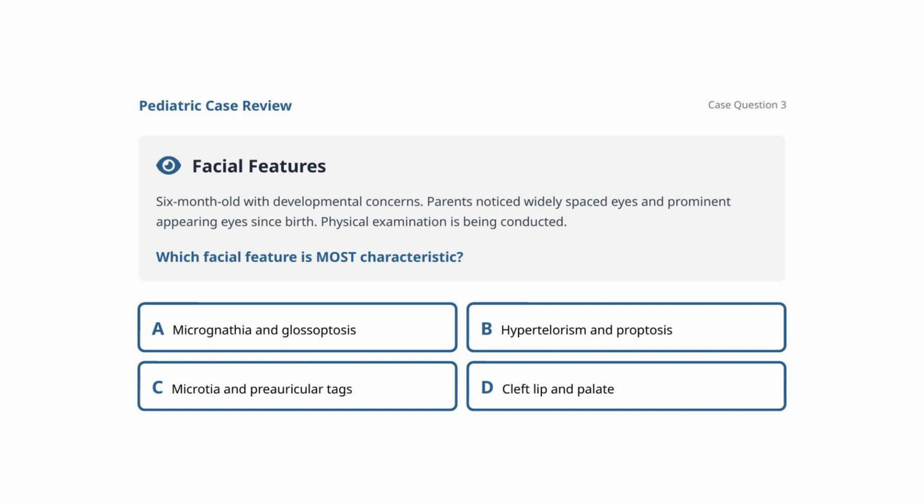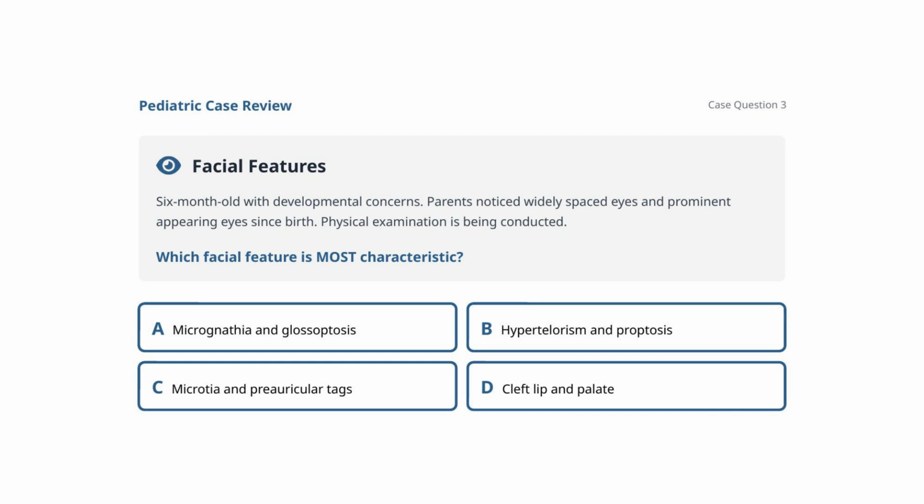A 6-month-old infant presents with developmental concerns and unusual facial features. The parents noticed widely spaced eyes and prominent appearing eyes since birth. Physical examination is being conducted. Which facial feature is most characteristic of Apert syndrome?